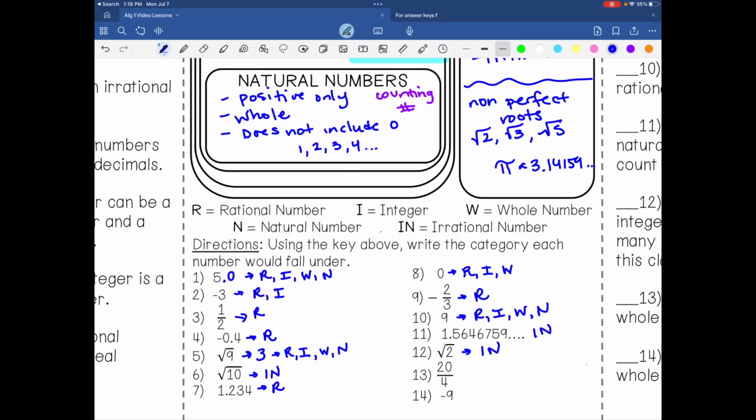20 over 4, here is our disguise that I was talking about. 20 over 4 is really what? 20 divided by 4 is really 5. Tricky. So we're not looking at it as a fraction, we're looking at it as a number 5. So 5, we already actually have that in number 1, so we know it's rational, integer, whole, and natural. And then negative 9, right? Rational and integer. It's not whole because whole numbers have to be positive.